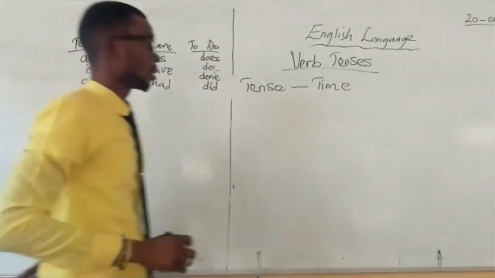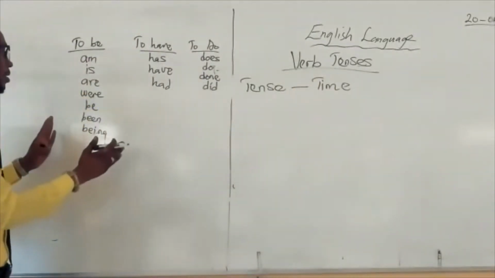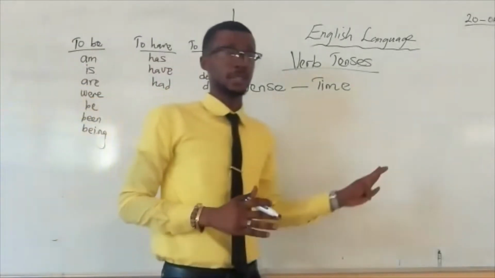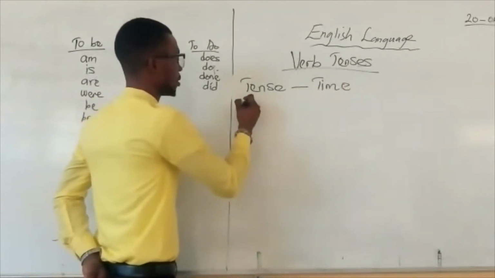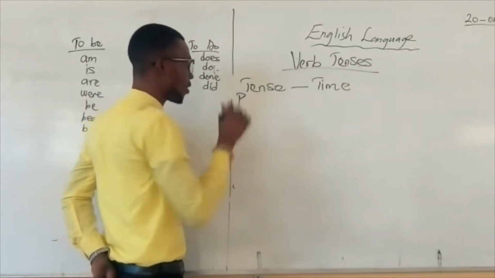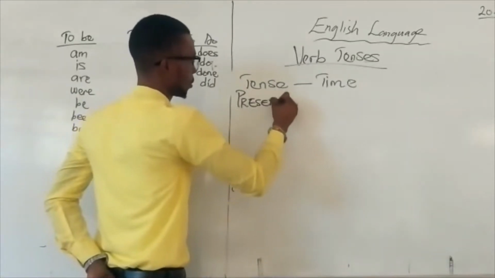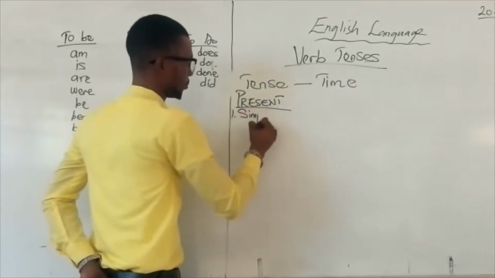All right. Now, we brought these out because they are going to serve as pillars in order for us to understand all the 12 verb tenses. To start with, we have the present. There are 4 verbs under the present. 1, we have the simple present tense.